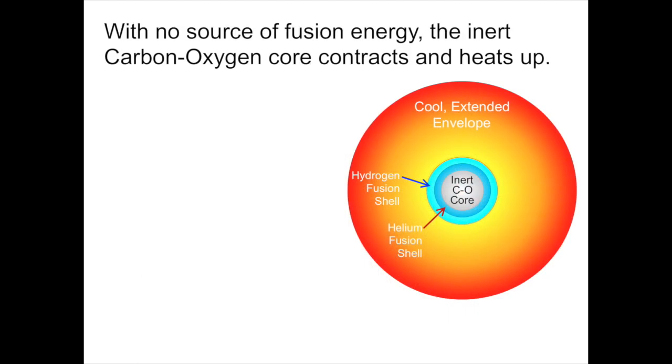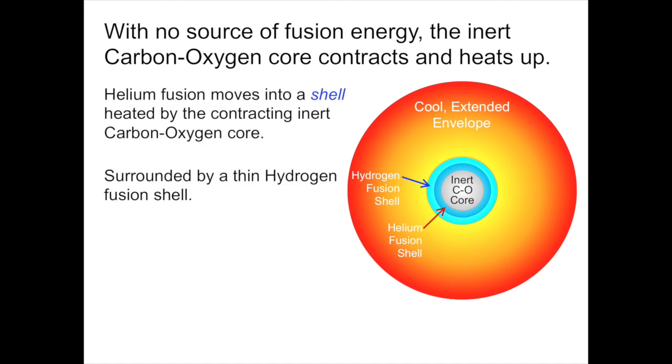With no source of fusion energy to provide enough heat to hold itself up against its own self-gravity, the inert carbon-oxygen core will begin to collapse and heat up. At this phase, the star has three sources of energy: gravitational contraction through the Kelvin-Helmholtz mechanism in the inert carbon-oxygen core, helium fusion in a shell, and hydrogen fusion in a thin shell surrounding that.